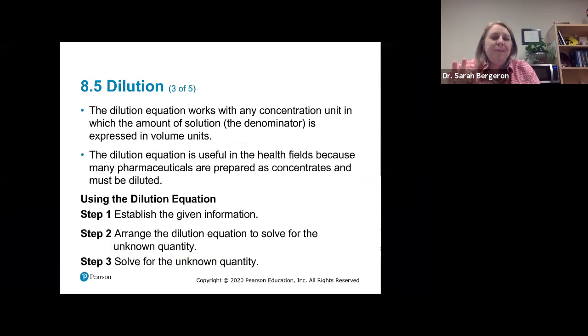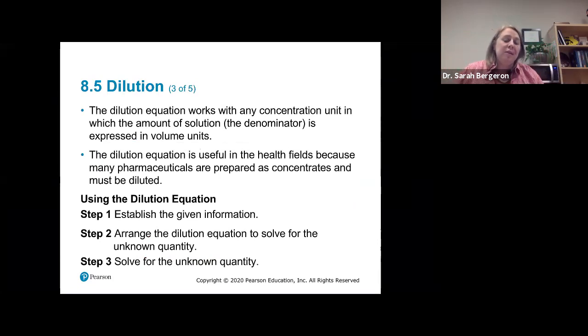It's super easy. Dilution equations work with any concentration unit, so long as the initial concentration and the final concentration have the same units. Same thing with volume, as long as the initial volume and the final volume have the same units.